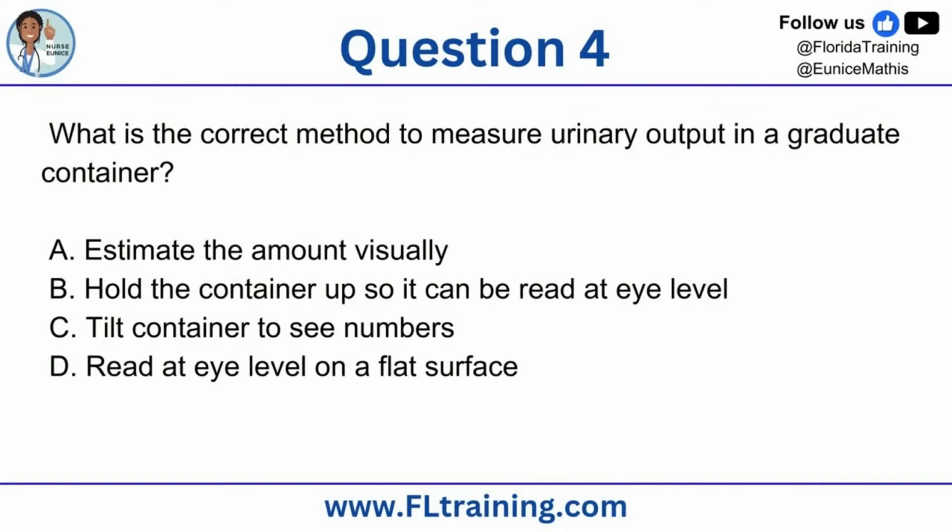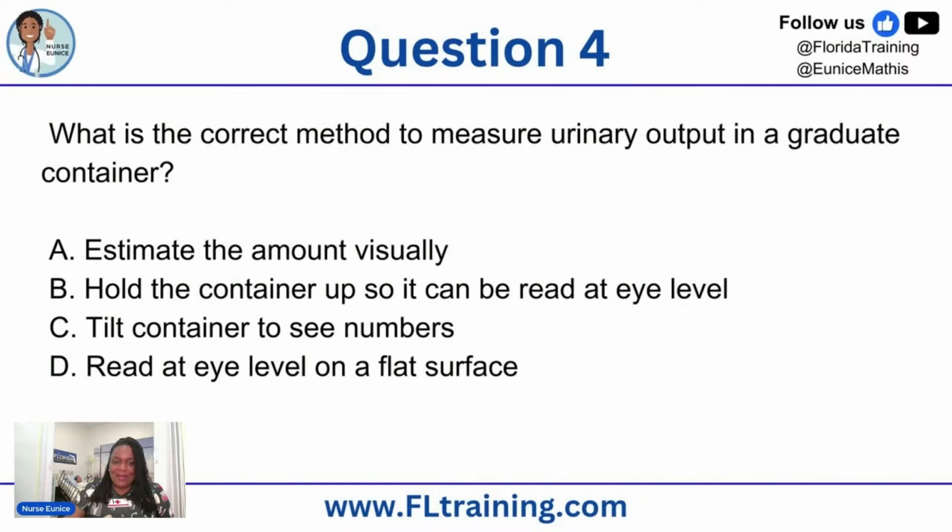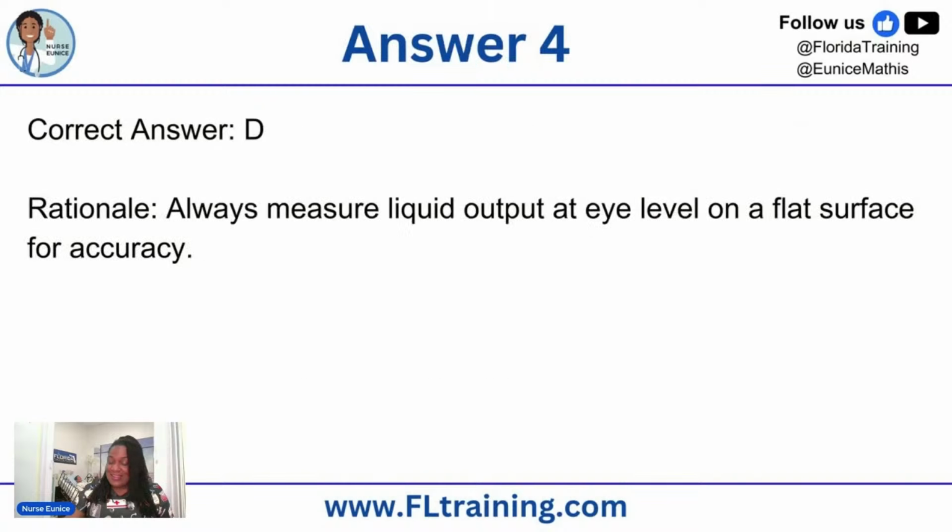All right, we see some correct responses coming through. So we're revealing the correct response in 5, 4, 3, 2, and for question number 4, if you chose D, you have it, especially when you're taking your CNA test. Not only do you have to read your graduated container at eye level, you have to put a napkin beneath the container. So you're going to take the container into the bathroom, put your napkin down first, your container on top of it, you bend down, you make eye contact, look at those numbers. When the fluid is no longer moving, that would be the correct reading.